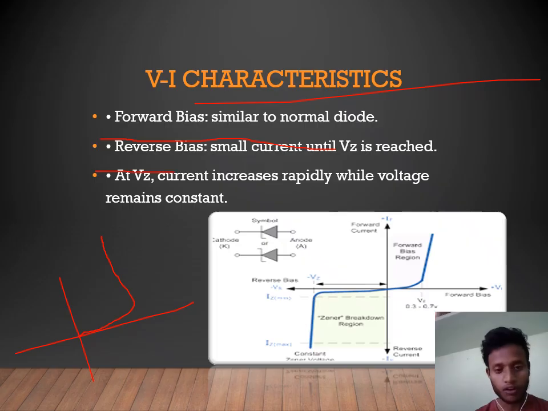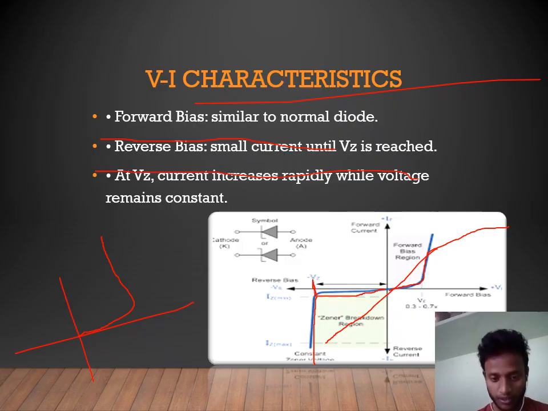But in reverse bias in the Zener diode, there is a small current until VZ is reached. See, it has a small current until the breakdown voltage, anywhere from 2 volts to 200 volts. At the breakdown voltage, the current increases rapidly and the voltage remains constant, like this. In forward bias and reverse bias it has the same operation. At VZ, current increases rapidly while voltage remains constant.